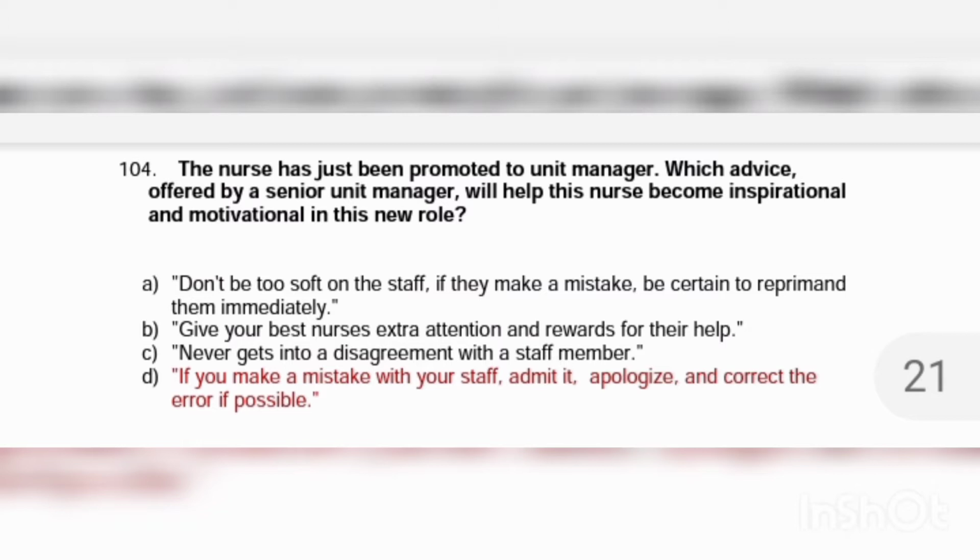Option A. Don't be too soft on the staff. If they make a mistake, be certain to reprimand them immediately. Option B. Give your best nurses extra attention and rewards for their help. Option C. Never get into a disagreement with a staff member. Option D, which is the correct answer. If you make a mistake with your staff, admit it, apologize, and correct the error if possible.